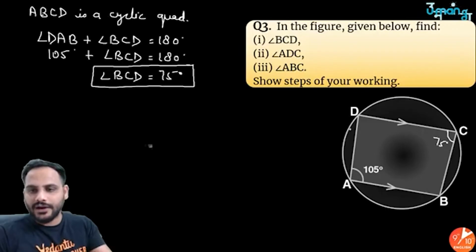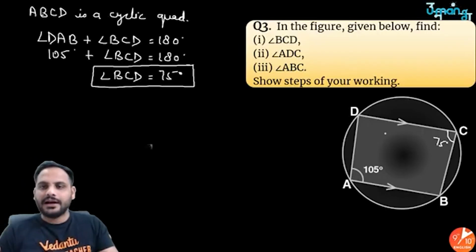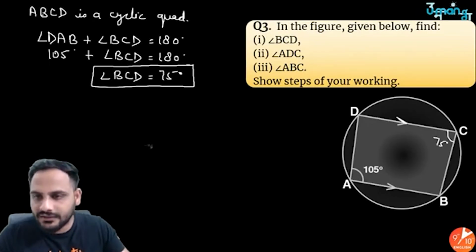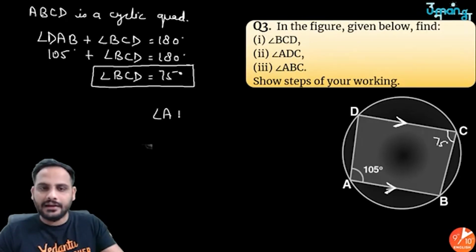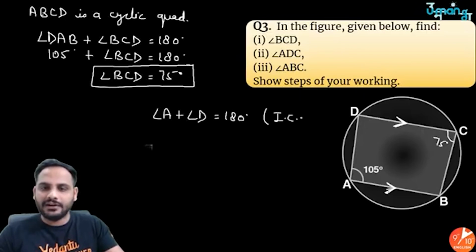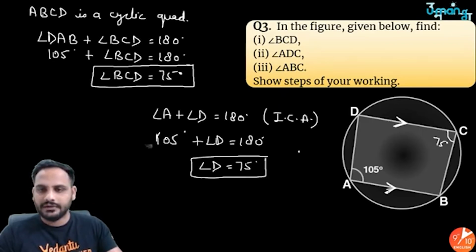After that, if I want to get angle ADC, I can clearly say angle at A and angle at D are both interior consecutive angles. See, this arrow shows that these two lines are parallel. So angle A plus angle D is equal to 180 degrees. This time the reason is interior consecutive angles. So angle A is 105 plus angle D is 180 degrees. So here you have got angle D is equal to 75 degrees.